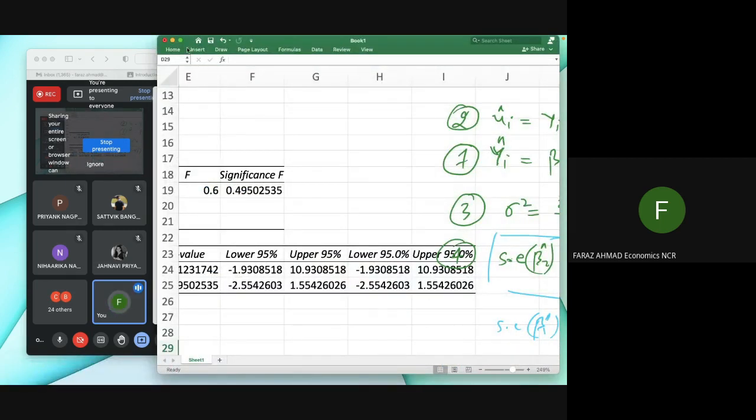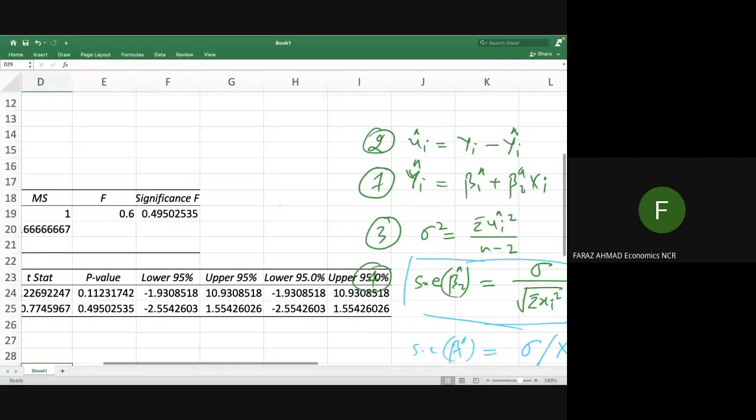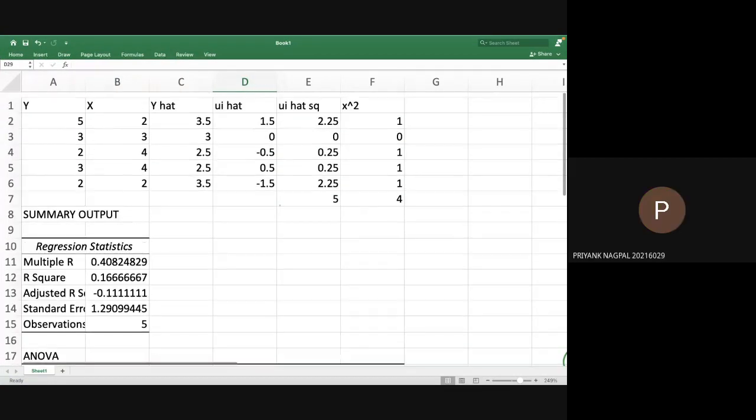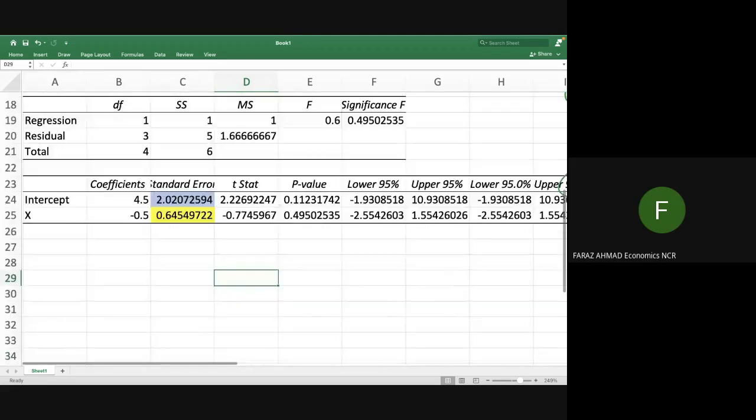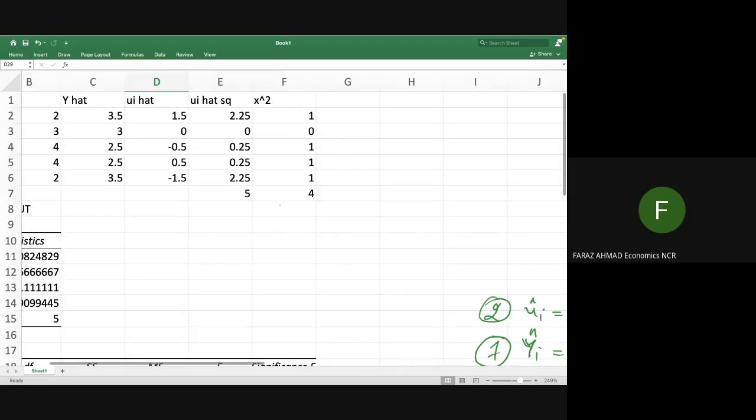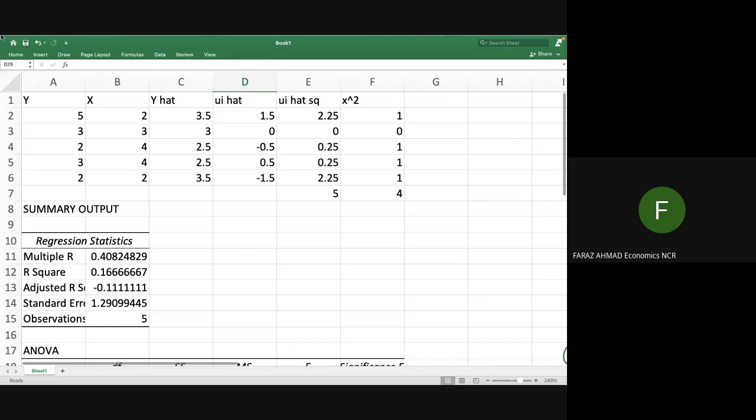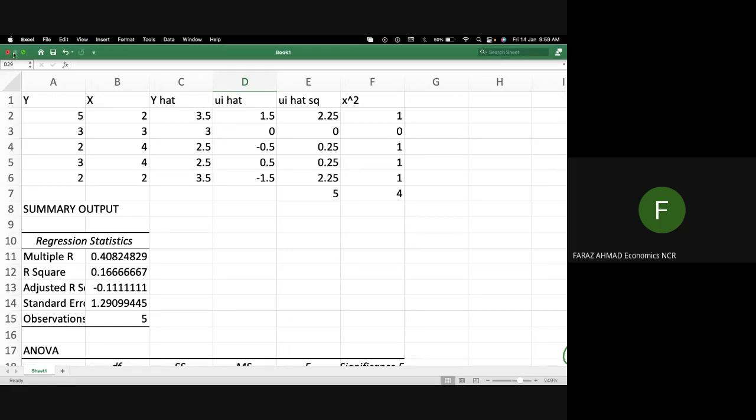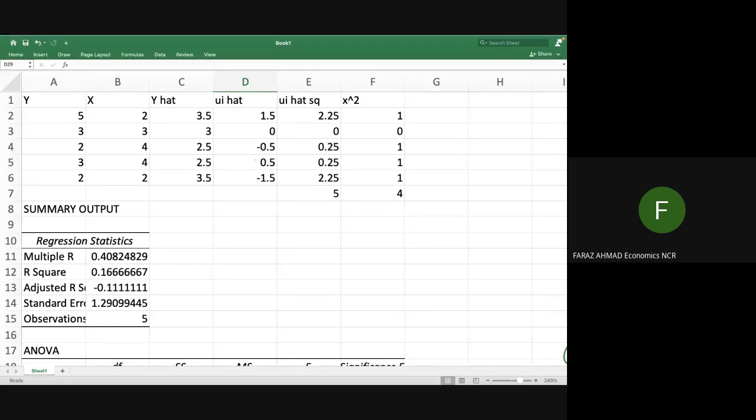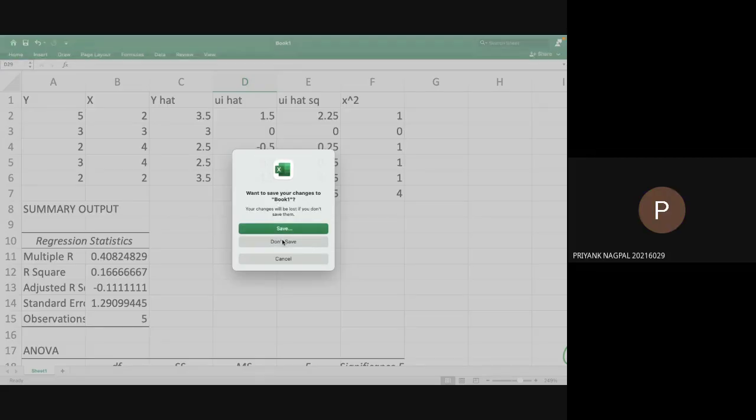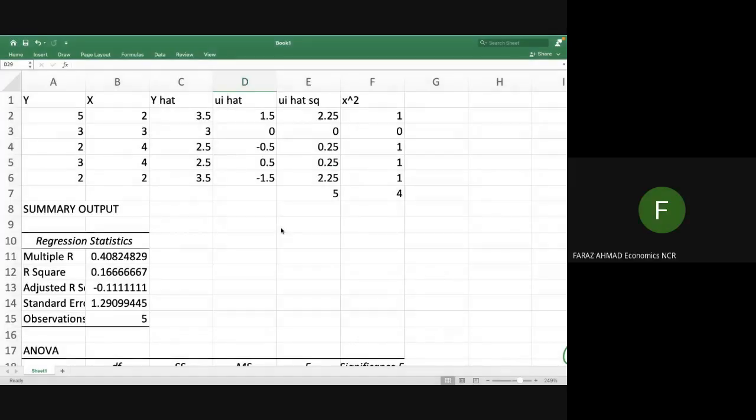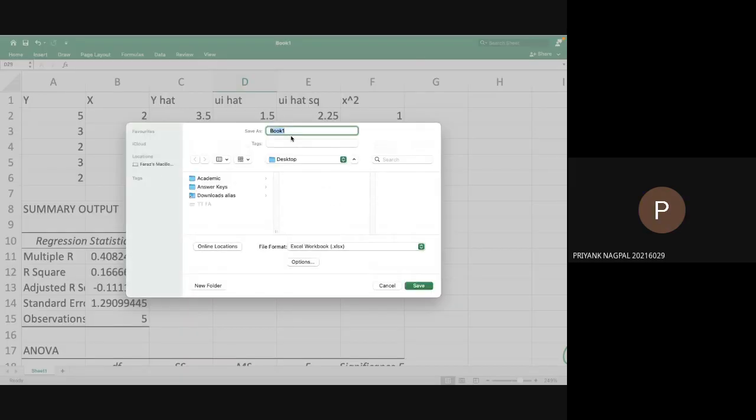Should I upload this Excel sheet also? Yes, sir, that would be helpful. All right, so I'll upload this sheet also, and I'll upload today's recording also. So just go through the recording and see the sheet and the formulas and practice. All right, sir. Also, sir, the previous PPT is also not there, so if you could upload that too. Okay, PPTs also I'll upload. All right, sir. Thank you so much.